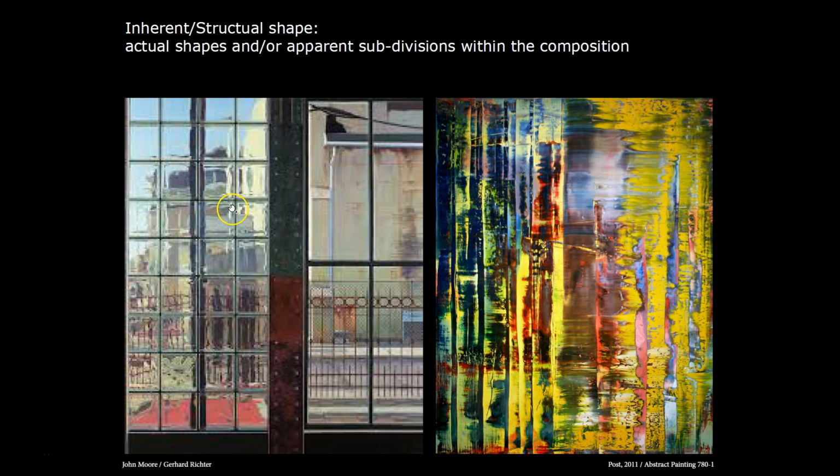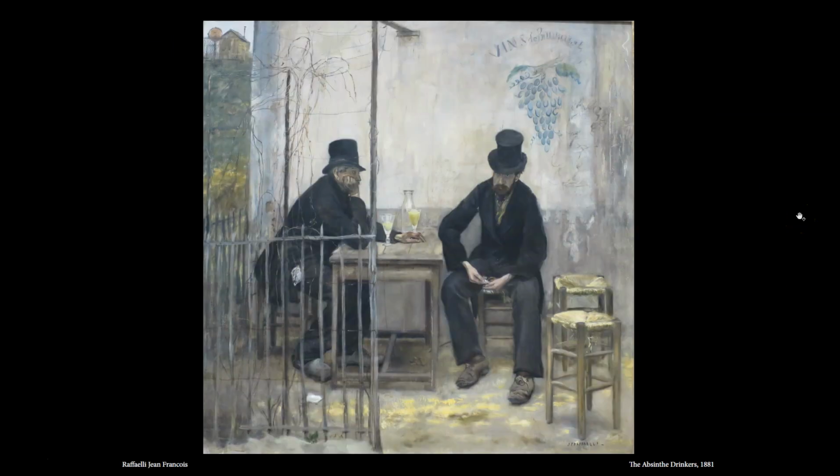So this is a very highly structured image, and it has a lot of inherent shapes. These are actual squares that are actually in the image. These are actual circles. These are actual rectangles that subdivide the structure of this image. Here it's just a little bit more of implied shapes. So in an image like this, the Absinthe Drinkers by Raffaelli, we'll see how these structural shapes, inherent shapes, can help tell a story.